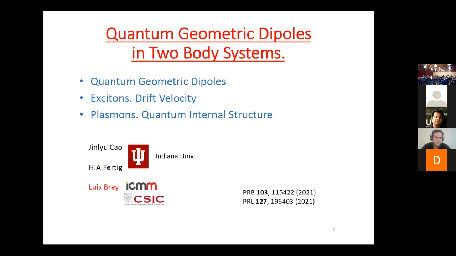Today I'm going to talk about the internal structure of many body systems, in particular the quantum geometric dipoles in two body systems. I'm going to focus on two cases. One is the exciton, and I'm going to show that it could have some internal structure which can produce strange behavior when you apply an electric field. Then I will talk about the internal structure in plasmons, and the relevance for studying skew scattering of plasmons. This work has been done in collaboration with people at Indiana University, Herb Fertig and his student Jin Liao Chao.